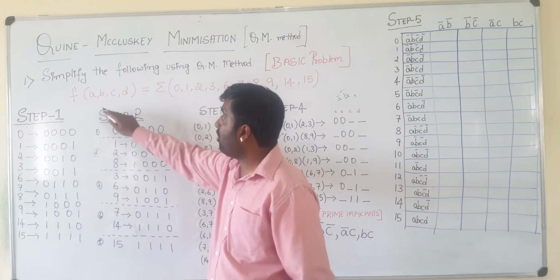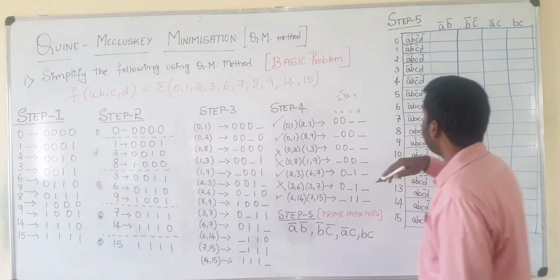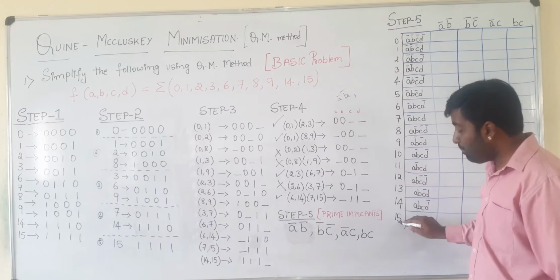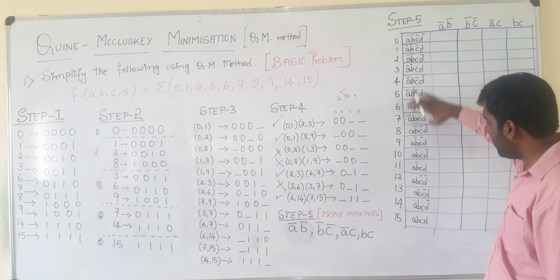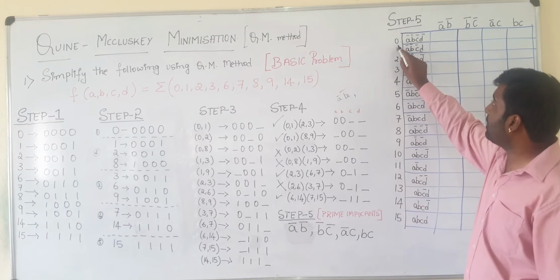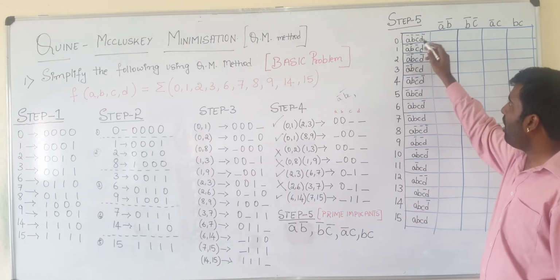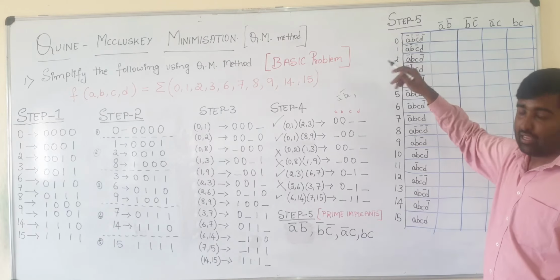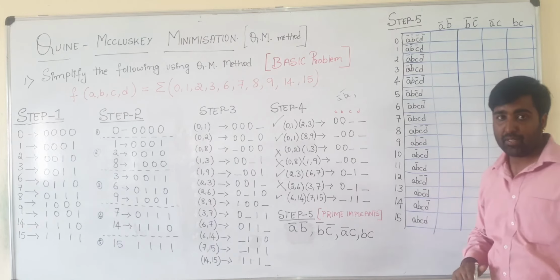I have used about 4 variables here, so 4 variables from 0 to 15 possible combinations. I have written it in Boolean. So 0 is represented as 0 0 0 0, or A bar B bar C bar D bar. So all the things I have represented.